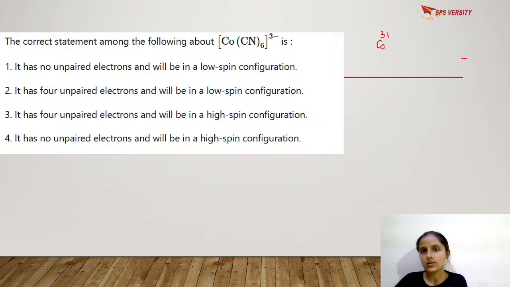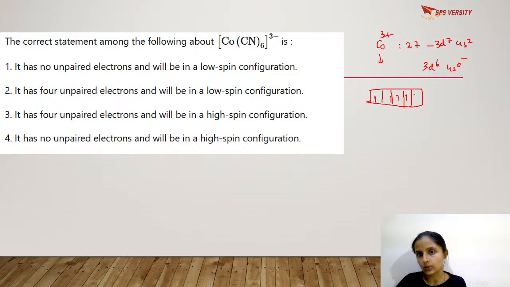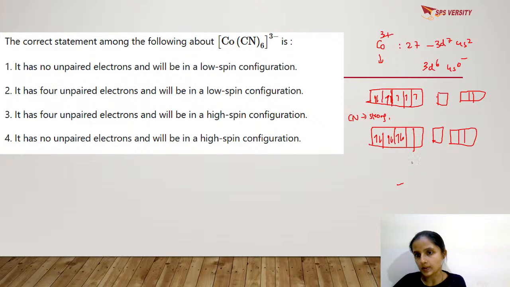So Co is in the 3+ oxidation state over here. For cobalt the configuration is 3d7 4s2. If you remove 3 outermost electrons, it will be 3d6 4s0. So you have 1, 2, 3, 4, 5, 6 electrons over here, and 4s is empty, 4p is also empty. When the ligand approaches, cyanide is called a strong ligand, so these electrons are going to pair up. And what type of hybridization do you have? d2sp3. And you don't have any unpaired electrons, so select the one with no unpaired electrons, option 1 and 4. And it is a low spin configuration.